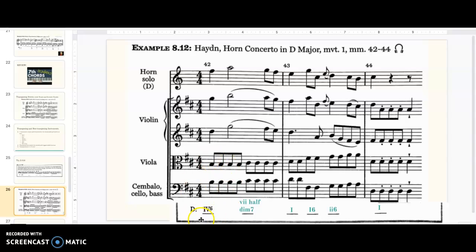So let's look for G, B, D. We have B in the bass, B in the viola. Remember that we're in alto clef here, D and G. So we have G, B, and D. B is in the bass. There's our 4-6 chord. And again, remember violin 1 and horn are the same, so that's why I'm just ignoring the horn at this point.